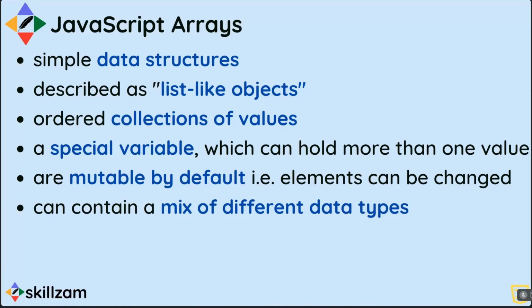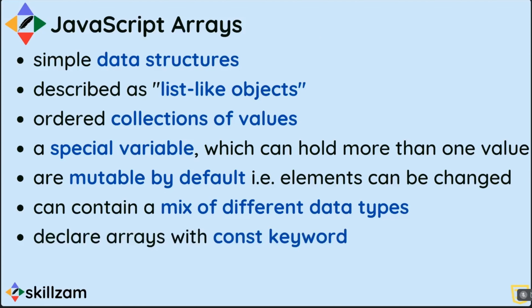And arrays can contain a mix of different data types. Again, there is a good example here that arrays can store multiple values, and those multiple values can be of different data types. Like it can store a number with a combination of string, with a combination of another data type, maybe an object, or it can also store null or undefined values as well. Okay, so arrays can have a mix of different data types, and at the same time you can declare an array.